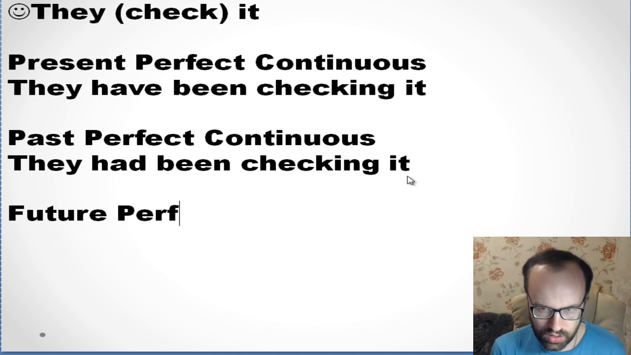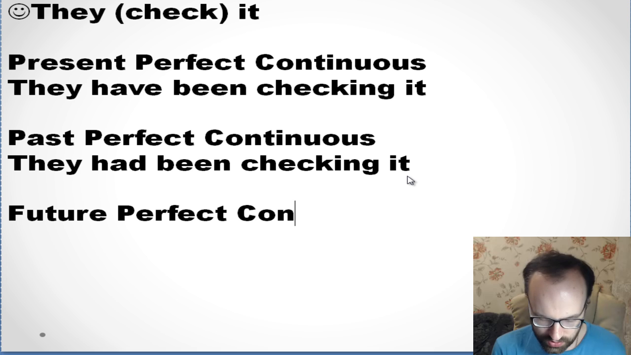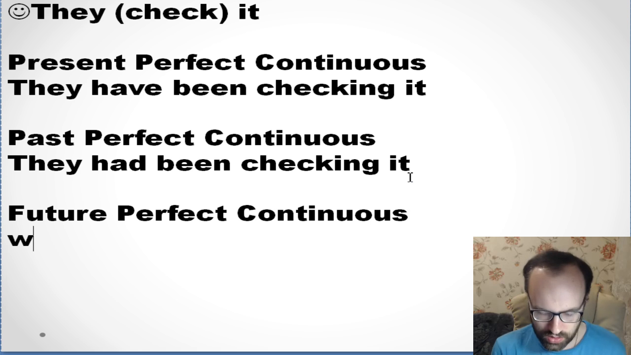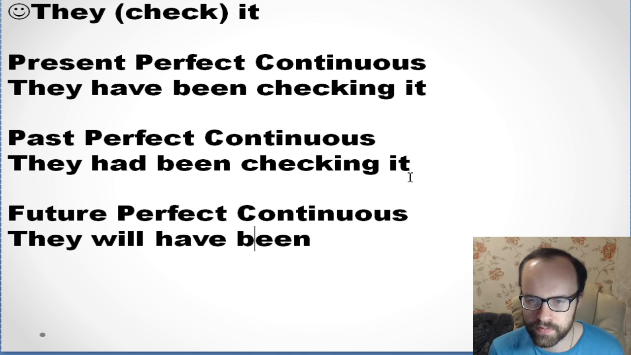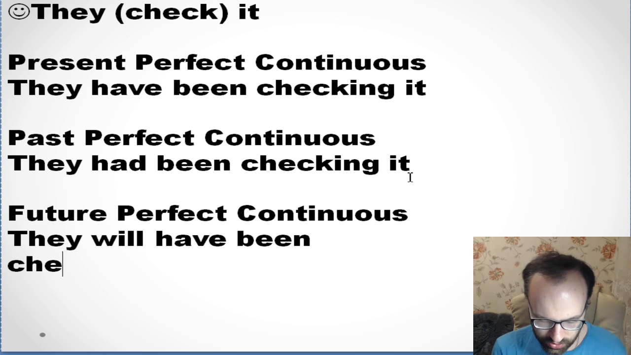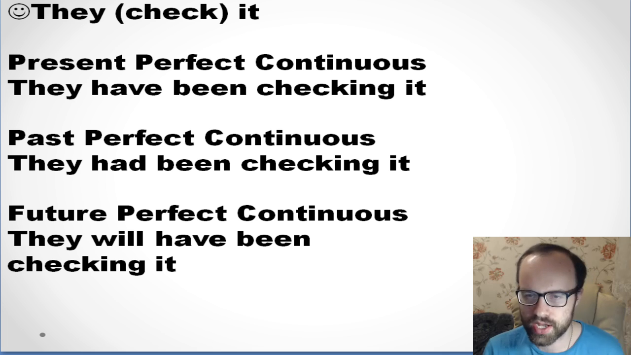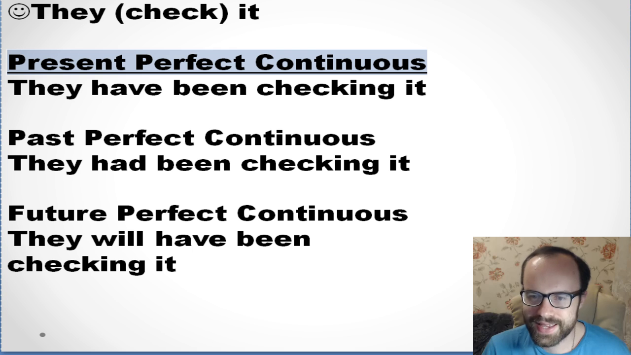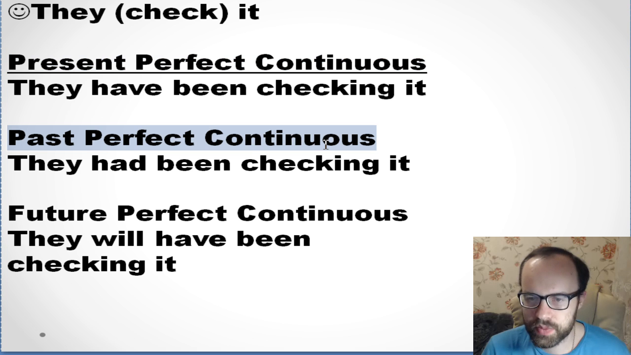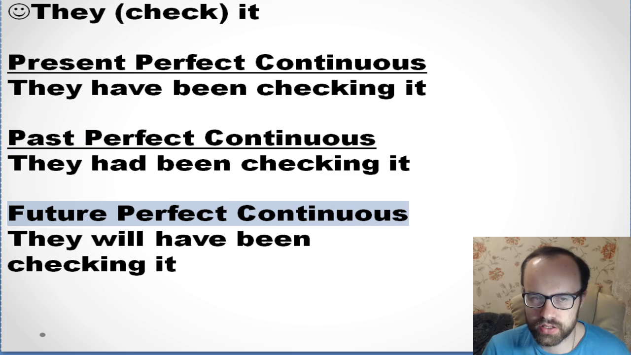So future perfect continuous. So will have been. Okay, so they will have been doing, or check plus ing. They will have been checking it. Okay, so you see, present perfect continuous: they have been checking it. Past perfect continuous: they had been checking it. Future perfect continuous: they will have been checking it.